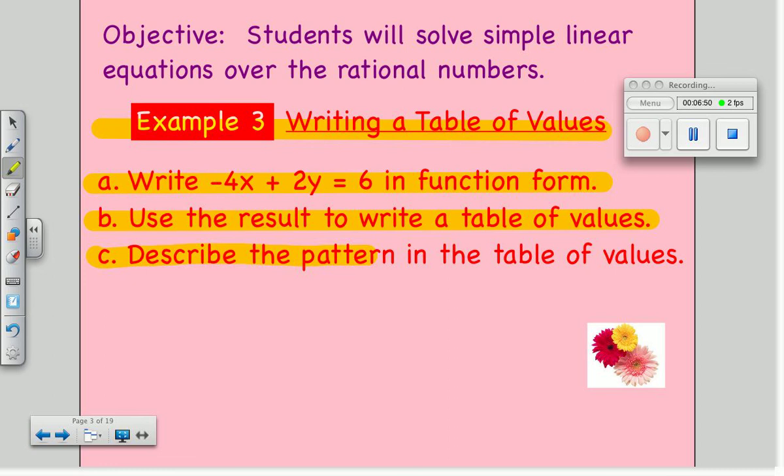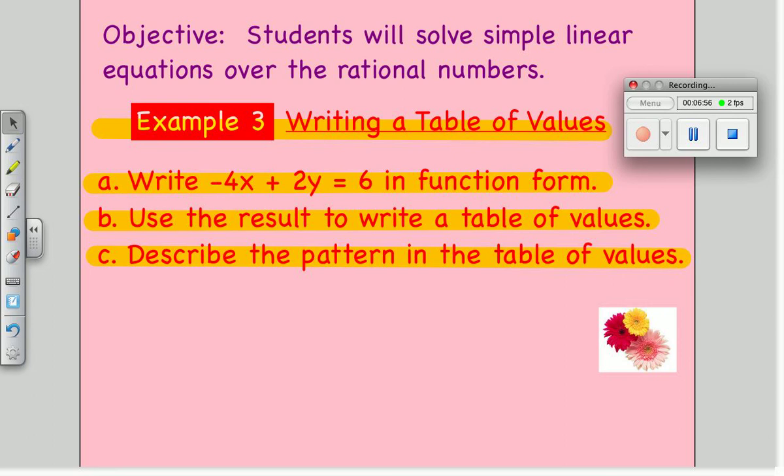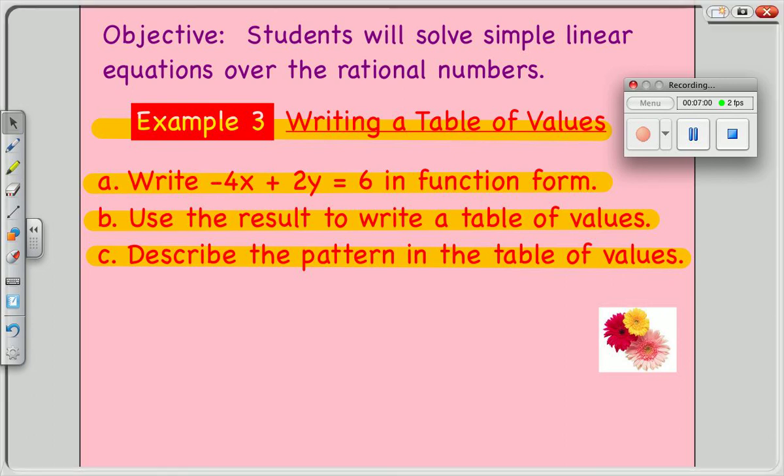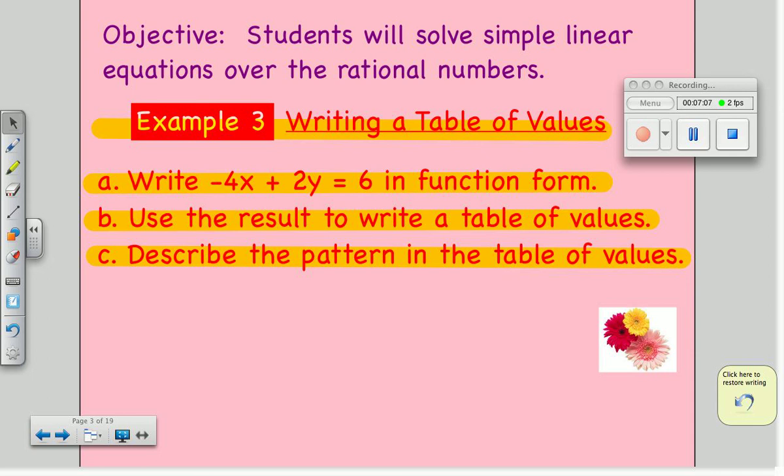Then, we're going to describe the pattern in the table of values. Okay? So first things first, let's write this in function form. We have negative 4x plus 2y equals 6.